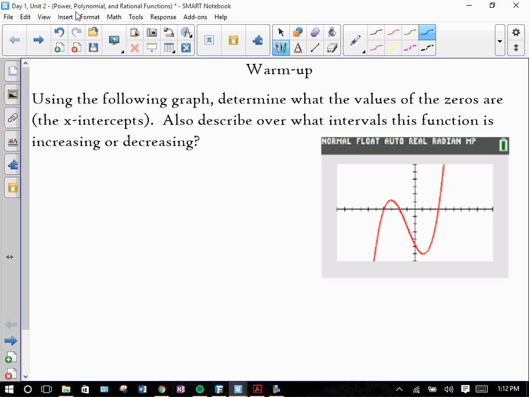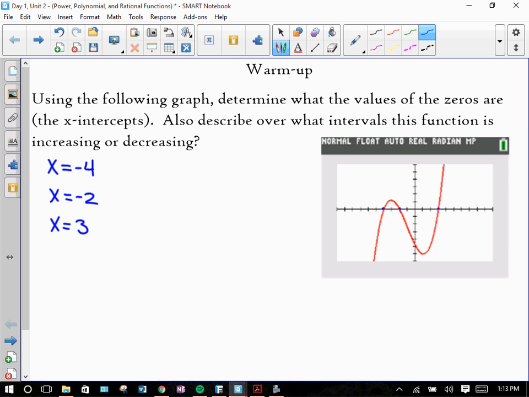3. Alright. X-intercepts go right across the x-axis. There, there, and there. So, what is one of my x-intercepts? 4. Another one. 2 and 3. Okay. Now, what is the y value of all those coordinates?